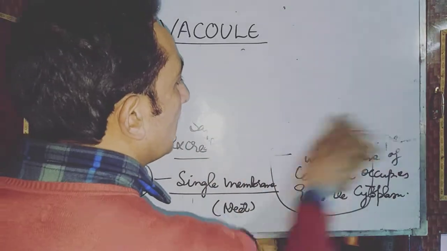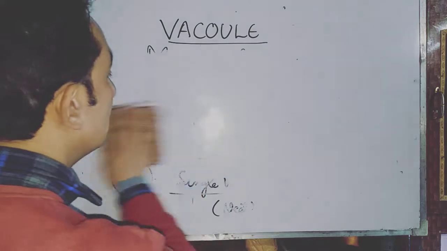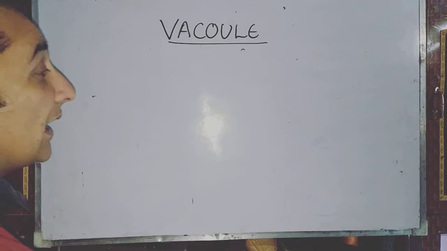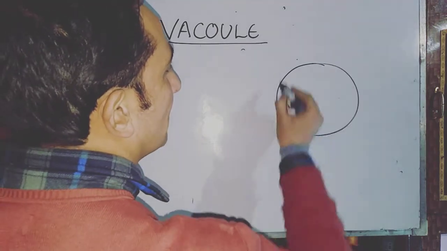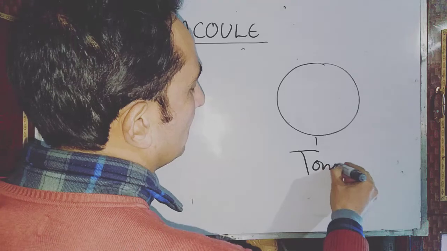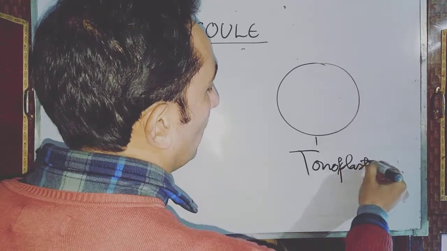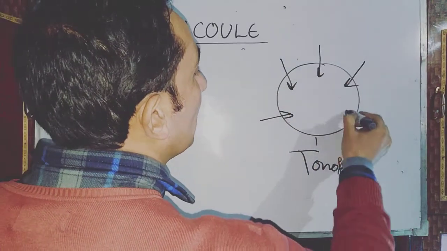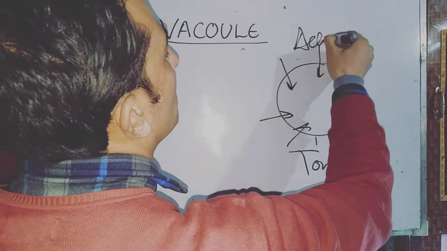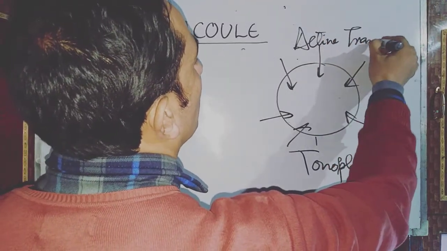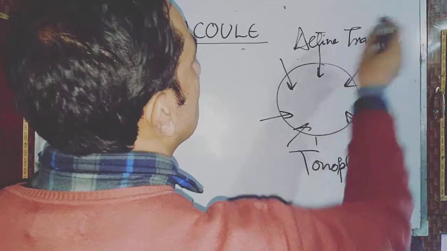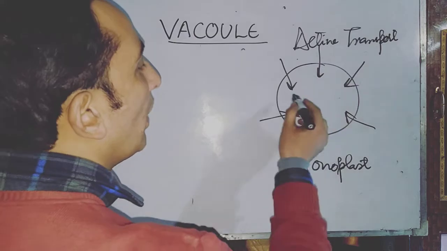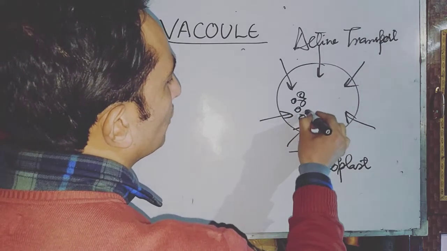Then there's another very important point about the vacuoles, that is that in plants the transport of molecules across the membrane, that's across the tonoplast. This is the tonoplast, which is the membrane surrounding the vacuole. The transport of molecules through the tonoplast occurs by active transport mechanism. It means that molecules are pushed into the vacuole, though inside the vacuole the concentration of those molecules is high.